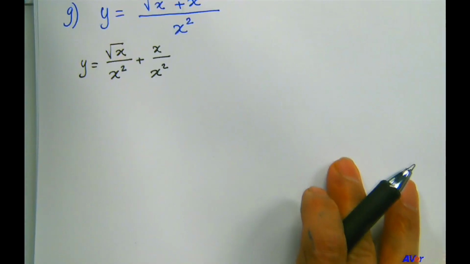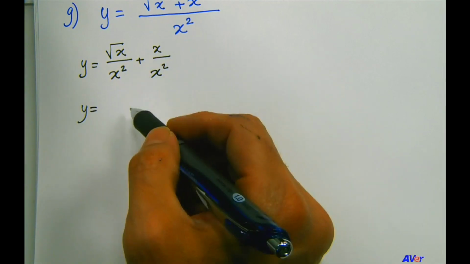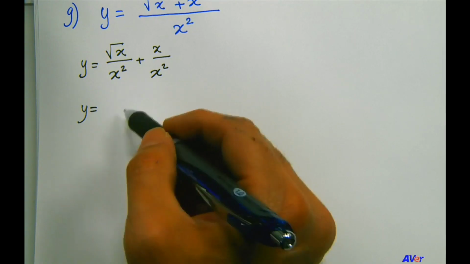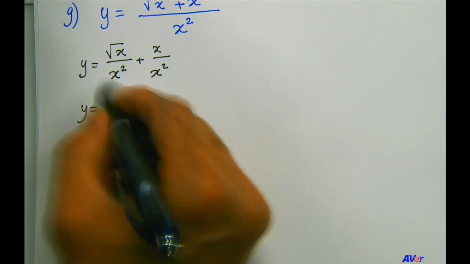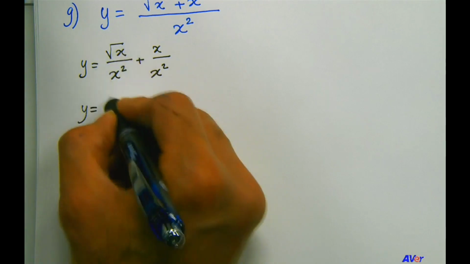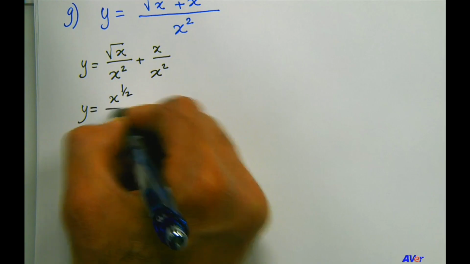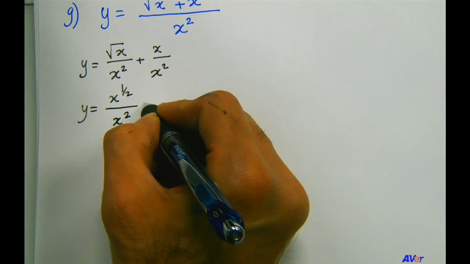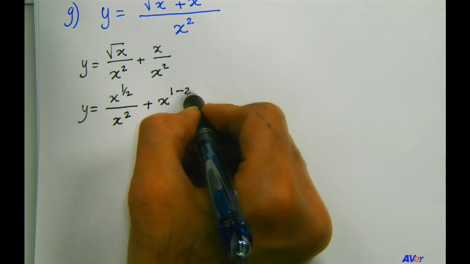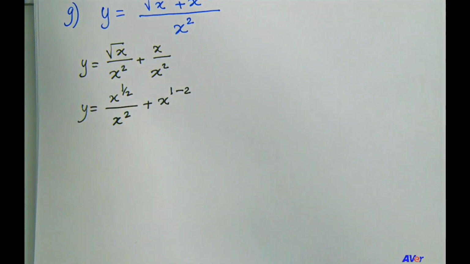Let's simplify this a little bit. We haven't taken the derivative yet. Again, I'm hoping you're pausing the video as you're watching this, and writing down your own solution before you unpause the video and compare your solution with this. So we have square root of x, which translates into x to the 1/2 power divided by x squared, plus, of course, that x, which has a power 1 minus 2, right?